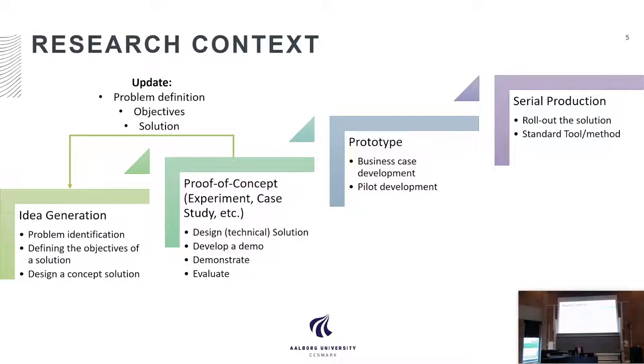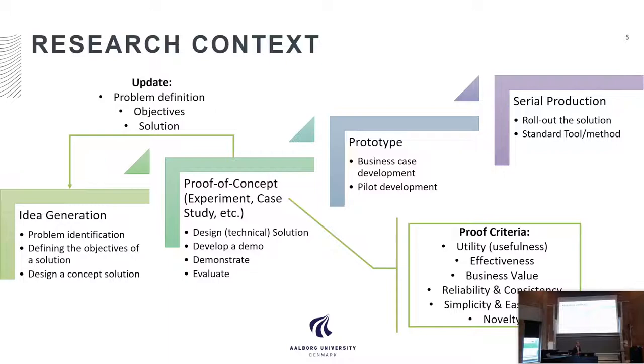or the objectives. So, proof of criteria: since we try to solve actual problems in the industry, the main criteria is the utility, the usefulness of the solution. And is it useful and effective enough to solve some actual issues, and hopefully there should be a business value. Our project scope is looking at these first two phases.